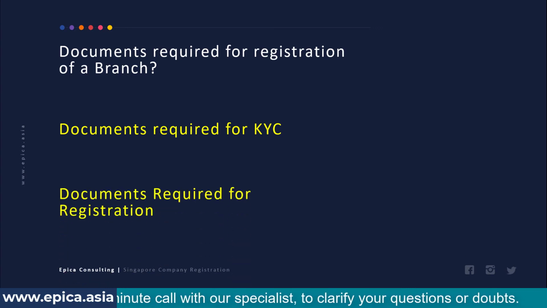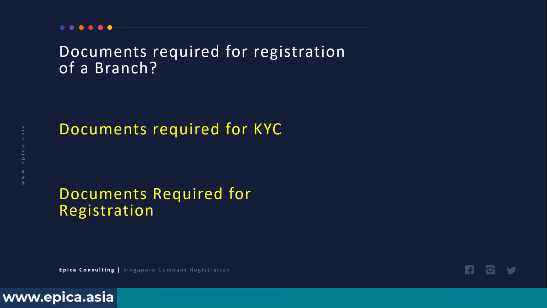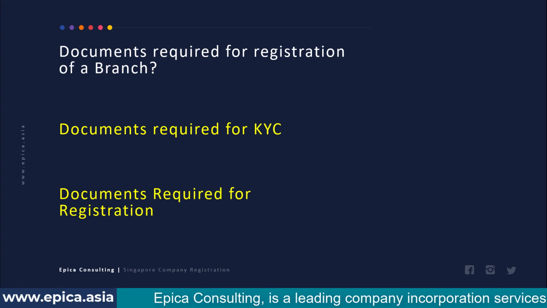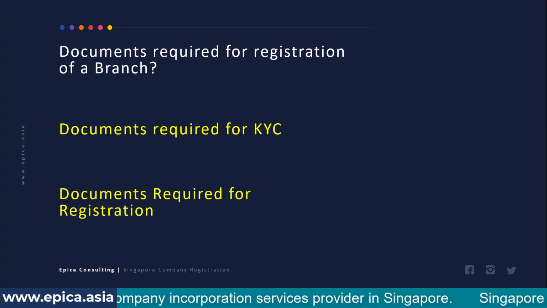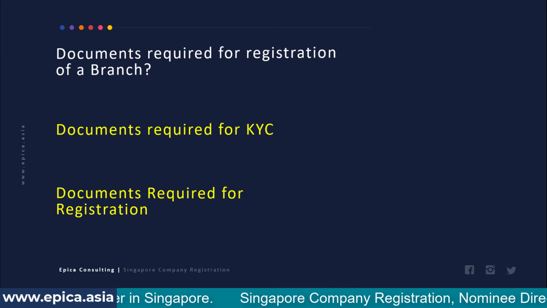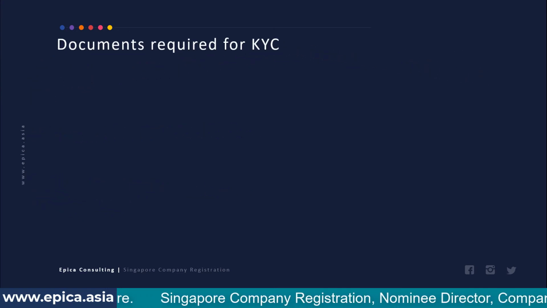And the second type of documents are those which are required for the registration purpose. Normally, when you incorporate a company, this second set of documents is not required because you are registering an independent limited liability company or a subsidiary company. But in this case, we are registering a branch which is an extension of a parent entity. So these documents will be required. So let's first have a look at the documents required for the KYC purpose.